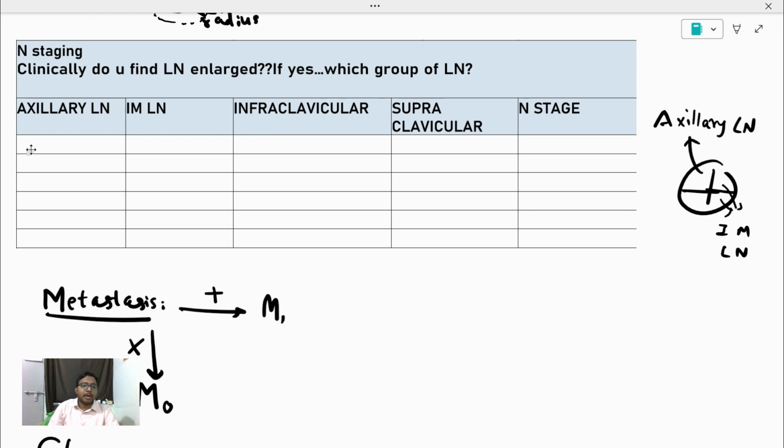Let's say, for example, you have the axillary group of lymph nodes enlarged and they are mobile. No matter how many lymph nodes are enlarged, it doesn't matter.